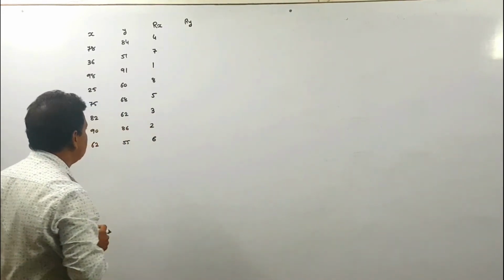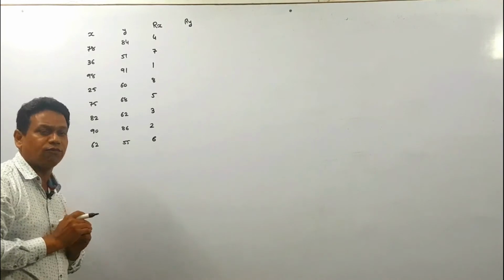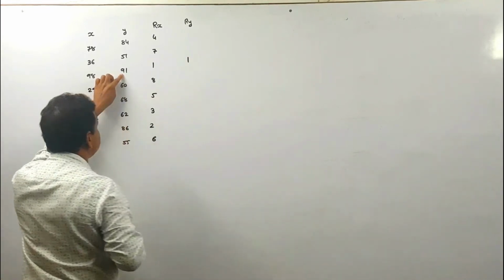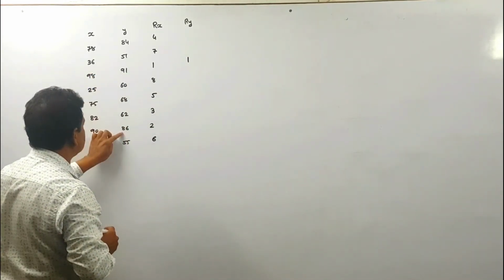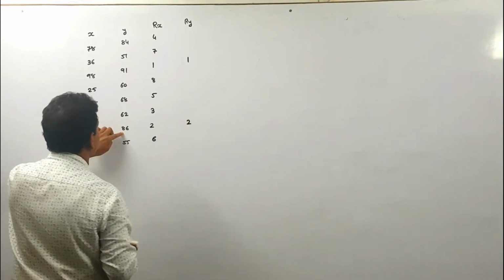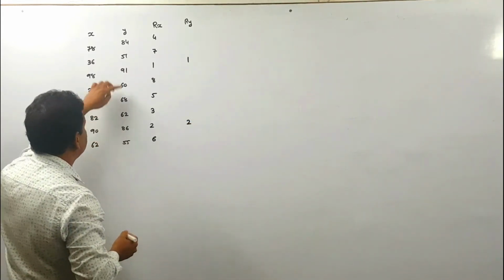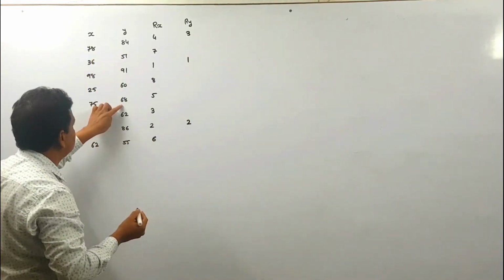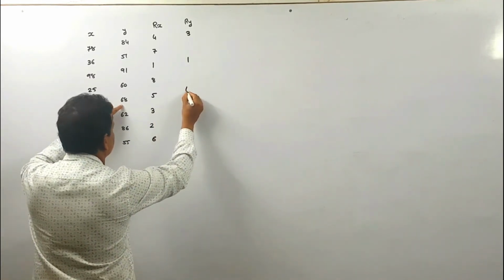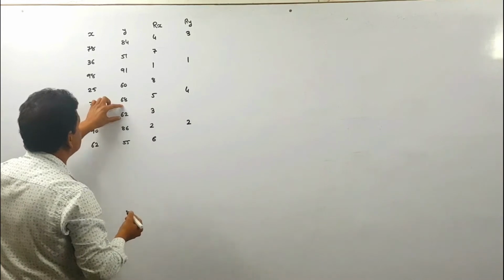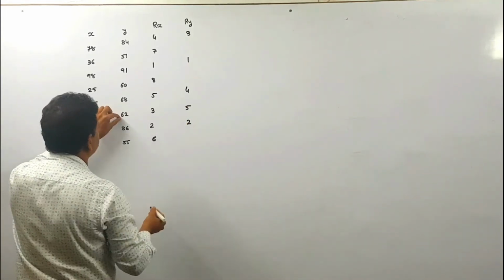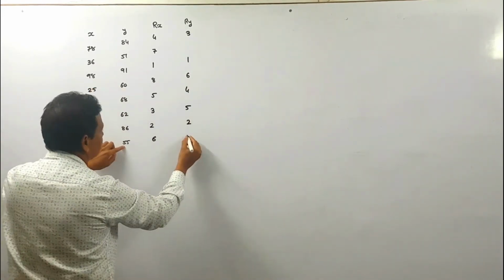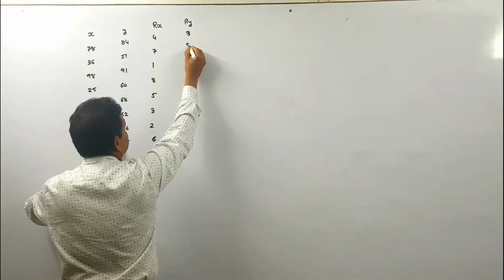So it is called Ry. Again select the highest value of variable Y, which is 91, so give rank 1. After 91, the highest is 86, so assign rank 2. After 86 we have 84, so rank 3. After 84 we have 68, so rank 4. After 68 we have 62, so rank 5. After 62 we have 60, so rank 6. After 60 we have 58, so it is 7, and last is 55, rank 8.